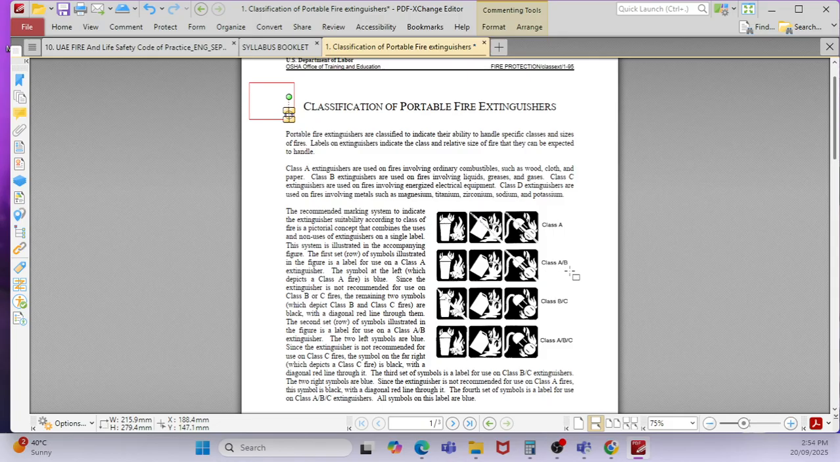If you have class A, class B extinguishers, yes, you can use it for both. And if you have a class BC, you can use it for this one. You have a class ABC. You might have seen that ABC fire extinguisher, right?